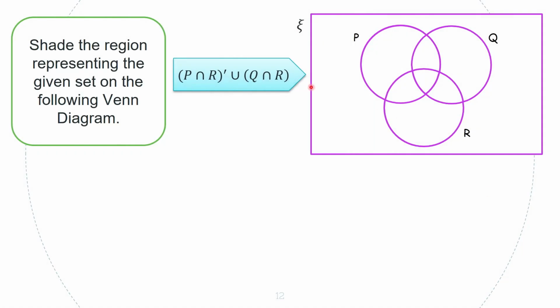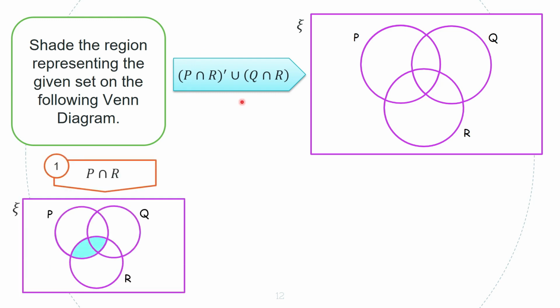Now, same question, shade the region, but with a different problem and a different Venn diagram. So this is the problem: the complement of P intersect R, union with Q intersect R. It is so long. This problem is very long, but it's easy. We do it one by one.